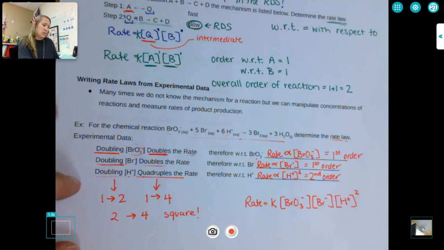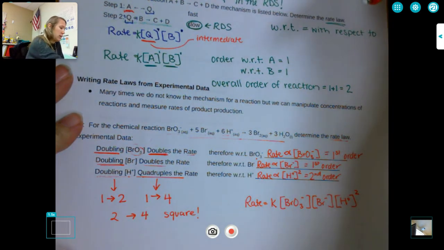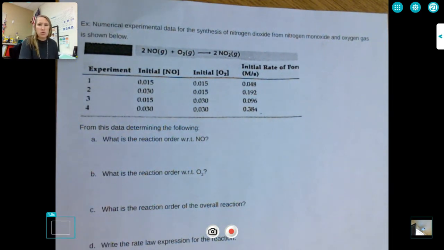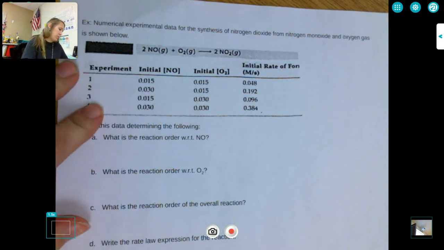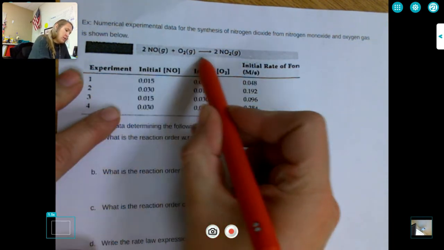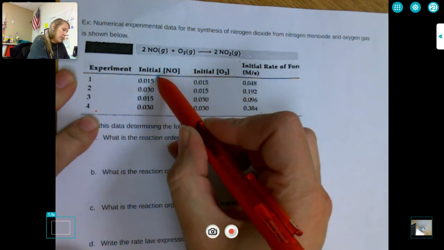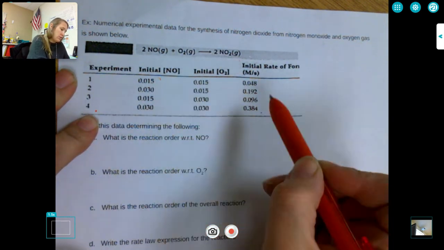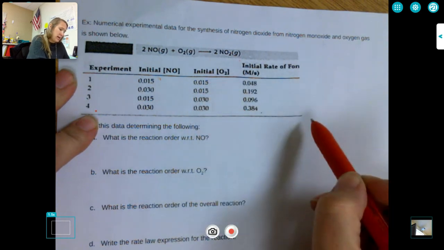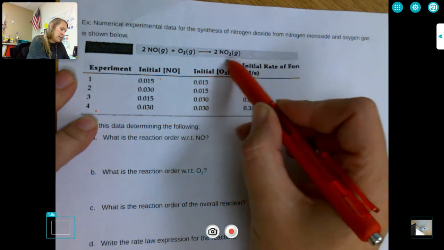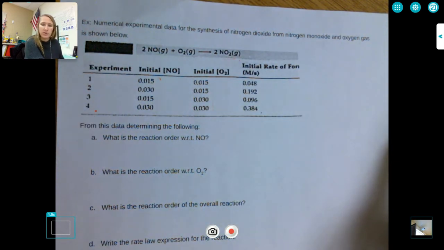You're given this in experimental data. So let's take a look at what that would look like. Numerical data is shown for the synthesis of nitrogen dioxide from nitrogen monoxide and oxygen gas, shown below. So we've got our reaction here. We have 4 different experiments. We are told our initial concentration of nitrogen monoxide, our initial concentration of oxygen, and then we were able to measure the rate of formation of our nitrogen dioxide through some sort of means.